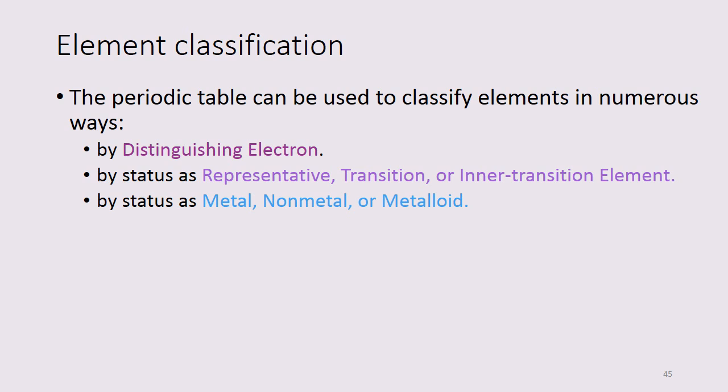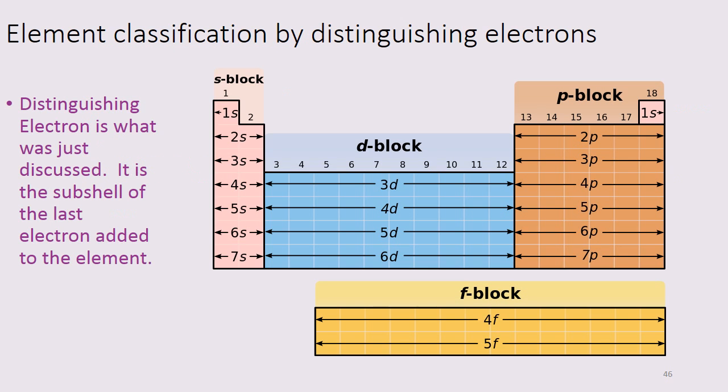Now, the last thing we're going to do is we can classify elements using different ways, and we've already seen a few of these. And so we're just going to look at the periodic table and learn different ways of classifying elements. So you can see here we're going to do it by the distinguishing electron, which is what we've already been doing. We're going to classify them by status, as you'll see in a minute, or as metal or nonmetal or metalloid.